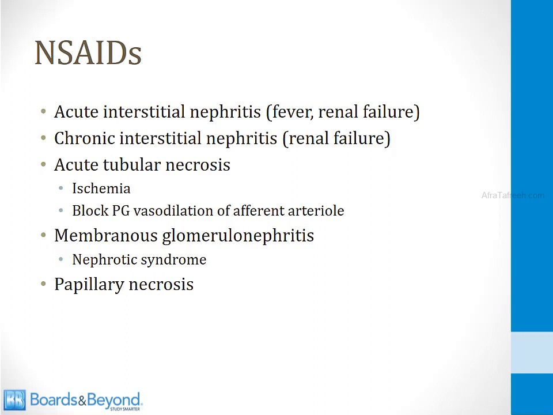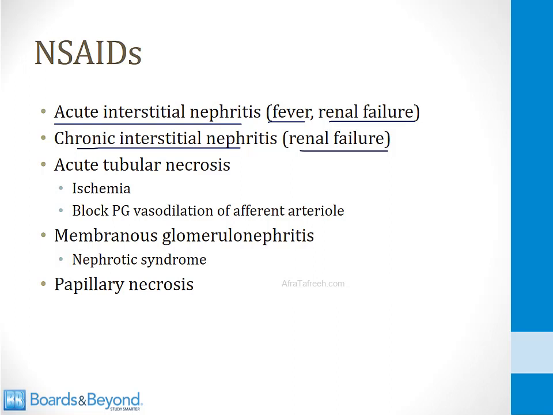Let's pause and talk about NSAIDs for a minute because these drugs are associated with a number of different kidney problems. As I mentioned earlier, NSAIDs can cause acute interstitial nephritis. This is an acute allergic reaction to the drug, so it will present with fever, potentially a rash, and evidence of renal failure. NSAIDs can also cause chronic interstitial nephritis, so these patients will not have fever or rash or anything like that. They will simply have renal failure. They're usually asymptomatic, and this is usually picked up on incidental blood work. And what's going on is a chronic inflammation in the kidneys related to NSAIDs.